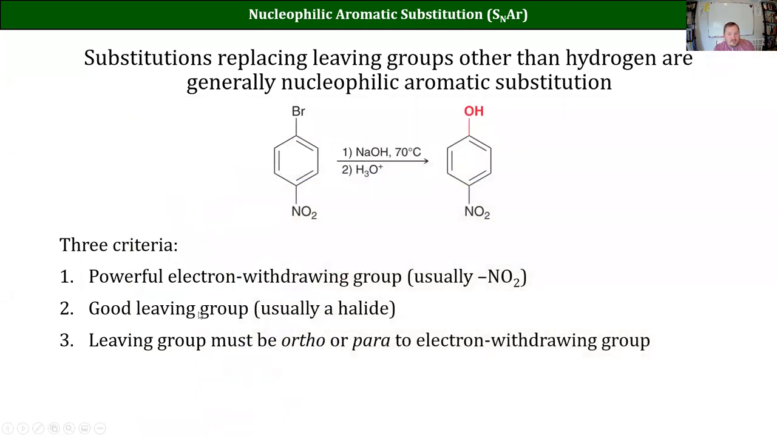And then the next criterion is that you have to have a good leaving group. This reaction doesn't work with an okay leaving group. It has to be a good leaving group, which usually means it's a halide. So bromide, chloride, iodide. And your leaving group must be ortho or para to the electron withdrawing group. If you don't meet all three of these criteria, this reaction doesn't happen.